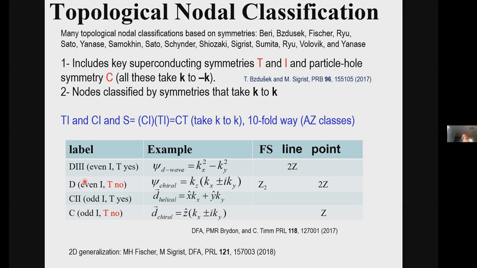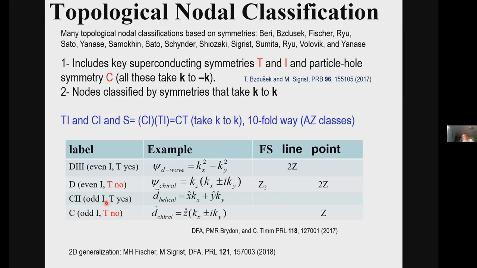Or we can have an even parity broken time reversal superconductor. An example of that is a chiral superconductor, like in the context of strontium ruthenate. And so here I've drawn kz, kx plus or minus i ky. And this, interestingly, has topologically protected Fermi surfaces. And I'll talk about that a little bit in a minute.